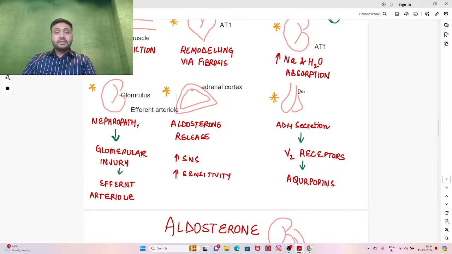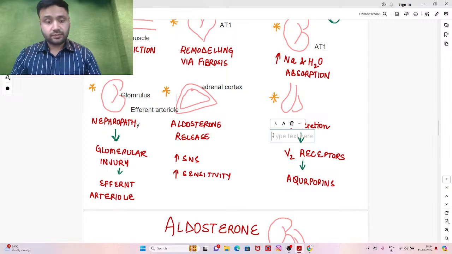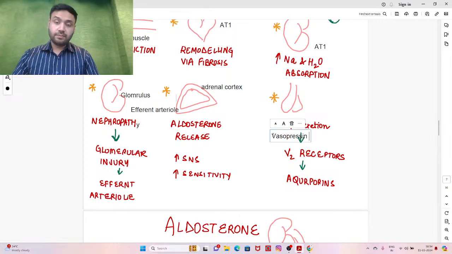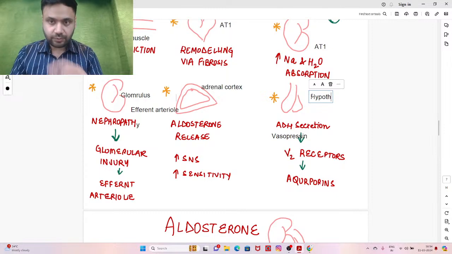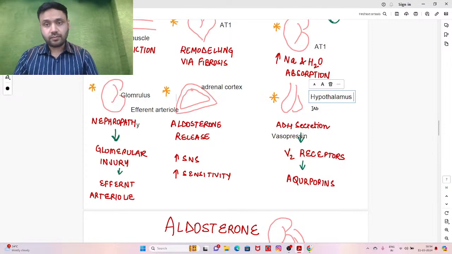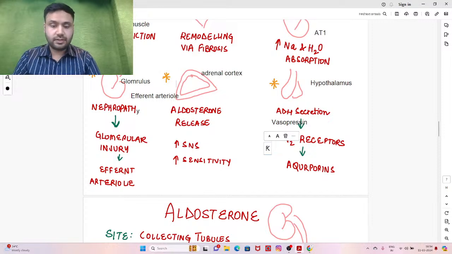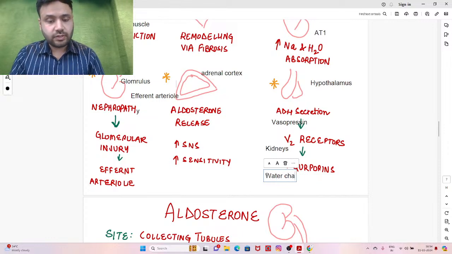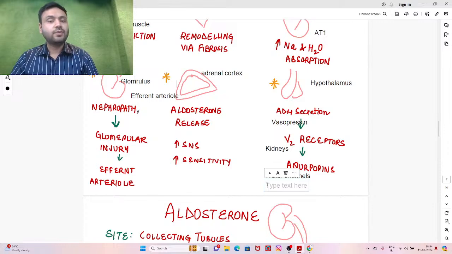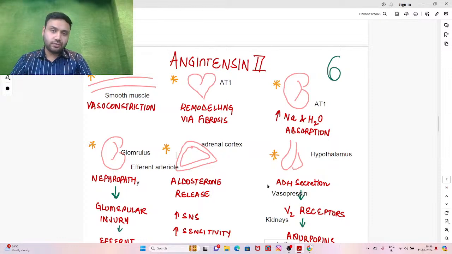right? And this angiotensin 2 also causes secretion of ADH, which is also called vasopressin, from the hypothalamus and posterior pituitary. So yes, ADH secretion via V2 receptors in the kidneys leads to increased expression of aquaporins. What are aquaporins? They are water channels which absorb, obviously, water, that is H2O.